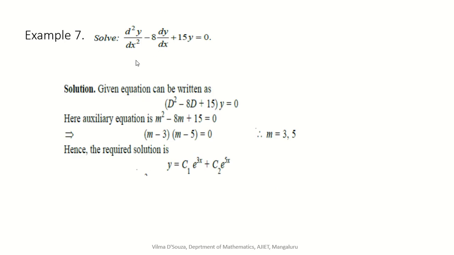Next is also a simple example I have taken. Solve d square y by dx square minus 8 dy by dx plus 15y is equal to 0. Write down the auxiliary equation. M square minus 8m plus 15 is equal to 0.